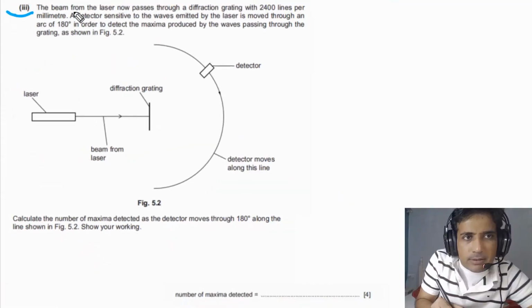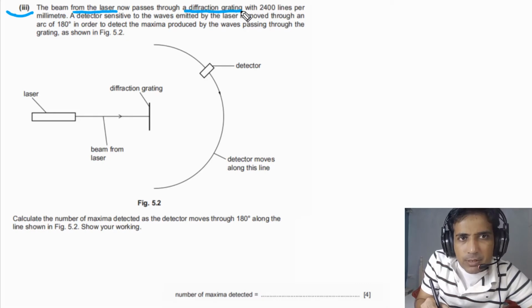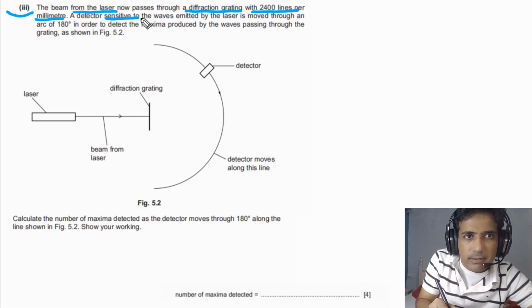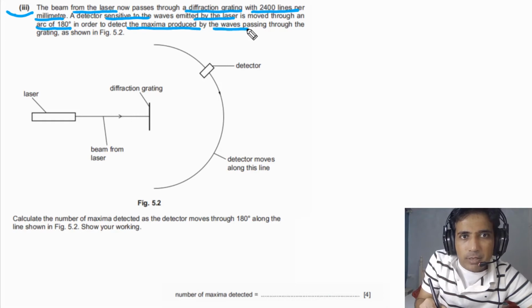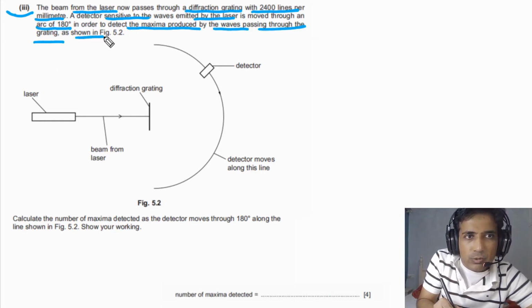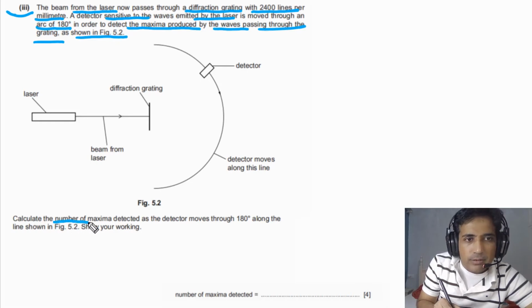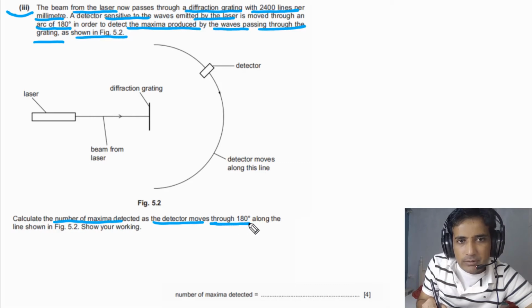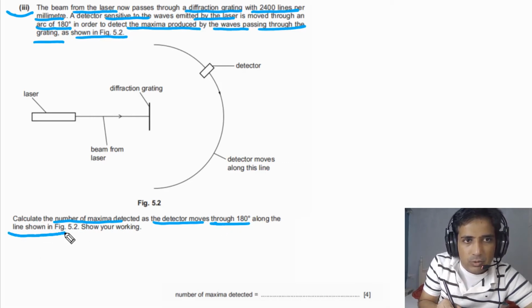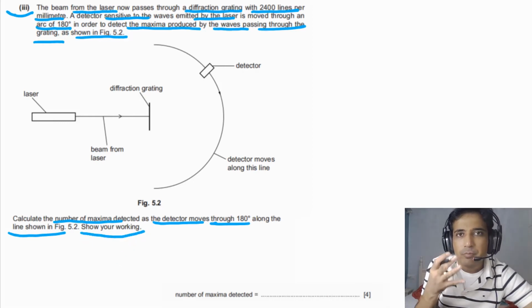For our third part, it is given to us the beam from the laser now passes through a diffraction grating with 2400 lines per millimeter. A detector sensitive to the waves emitted by the laser is moved through an arc of 180 degrees in order to detect the maxima produced by the waves passing through the grating, as shown in figure 5.2. We need to calculate the number of maxima detected as the detector moves through 180 degrees along the line shown in figure 5.2, and we need to show our working.